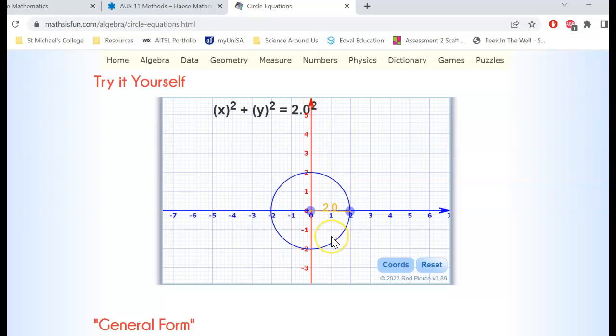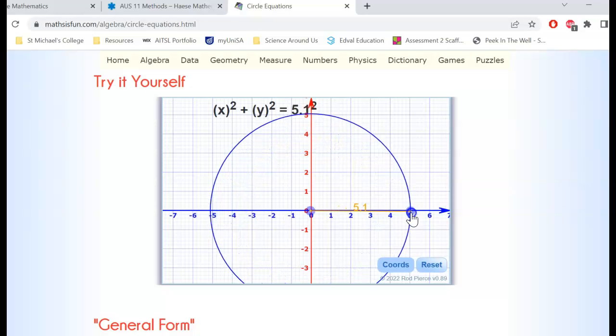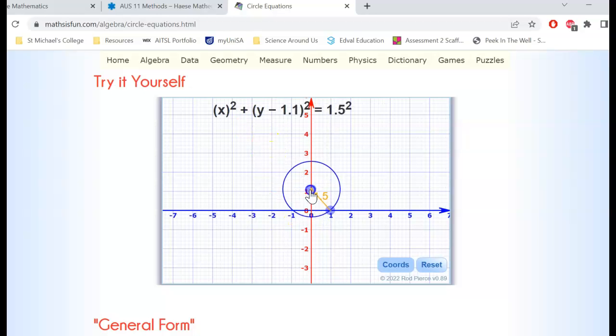Now I've changed the radius of the circle to be 2 units, and you can see how that affects the equation of the circle. What if I was to make it 3 units, and so on? You can see that by increasing the radius, we increase the value on the right-hand side of the equation. I'll just get it back to 1 unit. Now, what will affect the x term and the y term? Well, it depends on where I put the center of the circle.